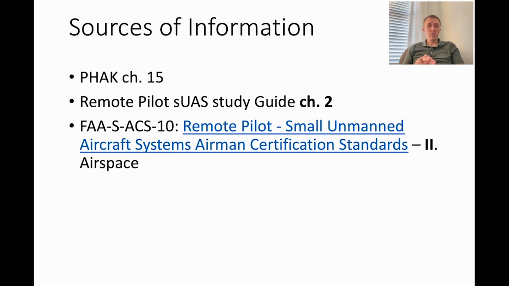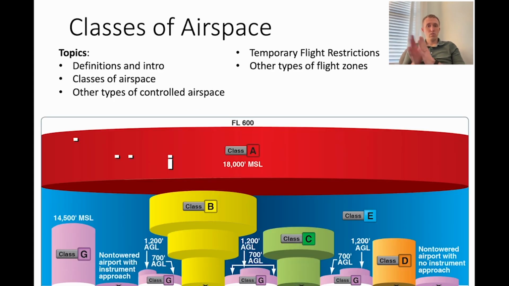The sources of information for airspace are going to be PHAK Chapter 15, the Remote Pilot sUAS Study Guide Chapter 2, and the ACS Section 2 on airspace. So, classes of airspace. This is a bit of a complicated topic. There's lots of different kinds of airspace, and a lot of it is specific to different airports and things like that. In this set of videos, we'll be going over the definitions of airspace, controlled and uncontrolled airspace. I'll give you an introduction today, and we'll begin to talk about different classes of airspace.